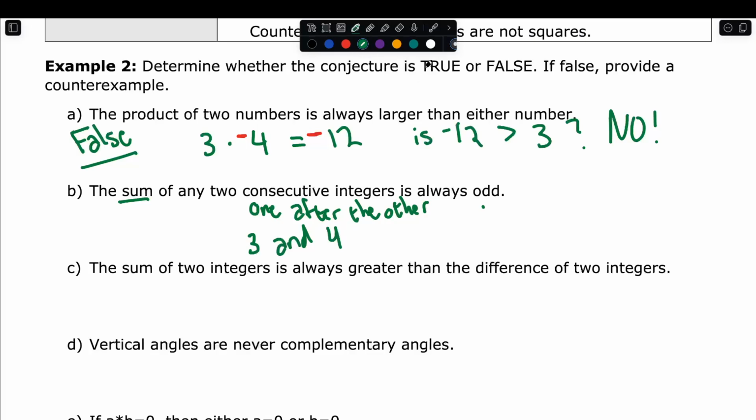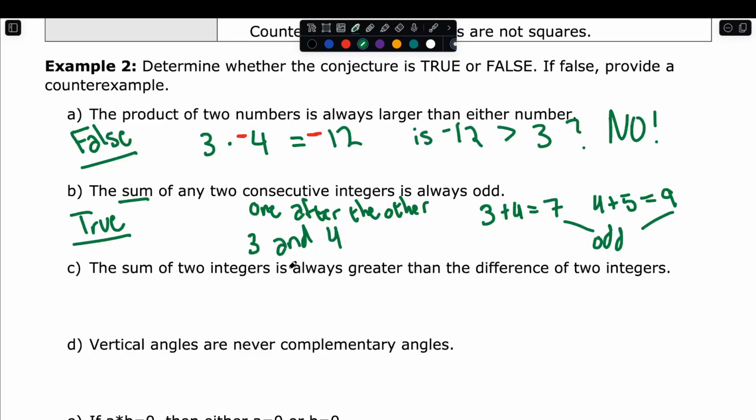And let's just throw out some examples of this. 3 and 4 would be 3 plus 4 is equal to 7. If we do 4 plus 5, that gives us 9. And these are both odd. And no matter what I try, I am actually always going to get an odd number. So this is true.